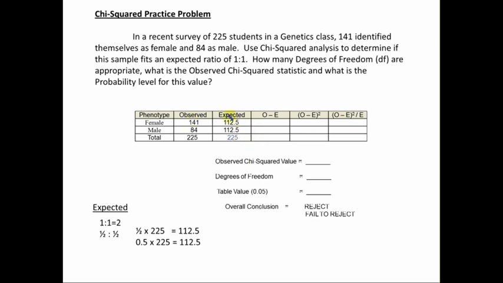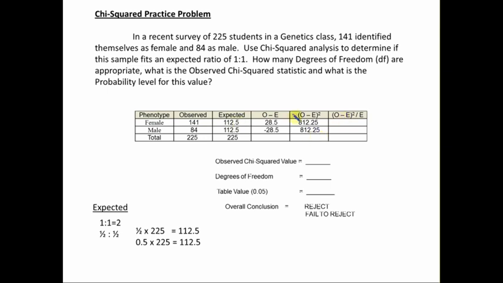Now we've got observed, we've got our expected, so we can start filling in the lines across here. Observed minus expected is 141 minus 112.5, which is 28.5. 84 minus 112.5 is minus 28.5. Once we square those, the negatives go away. That gives us 812.25. Okay.